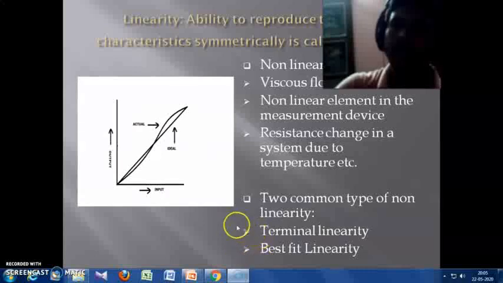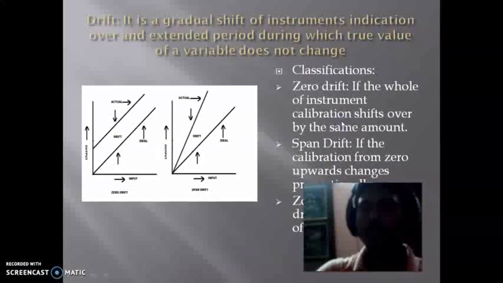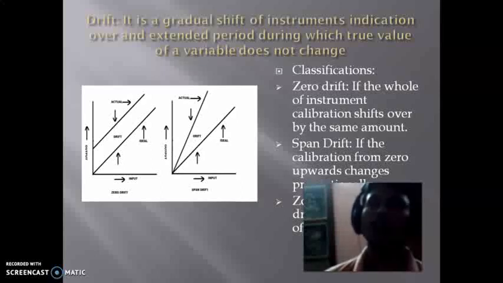But in case of terminal linearity, the start point and end point are connected, and we get a deviation throughout on the positive side or on the negative side. So this is linearity, and it is a very important characteristic of indicating instruments. Next is drift. It is a gradual shift of the instrument's indication over an extended period during which the true value of a variable does not change.